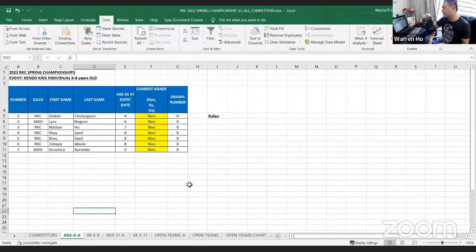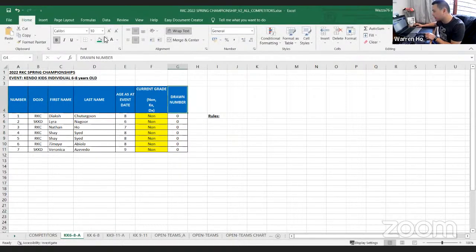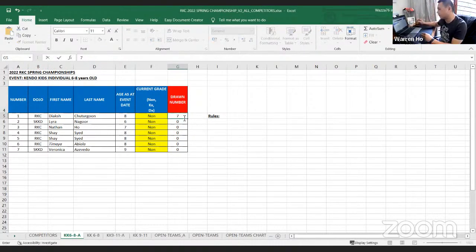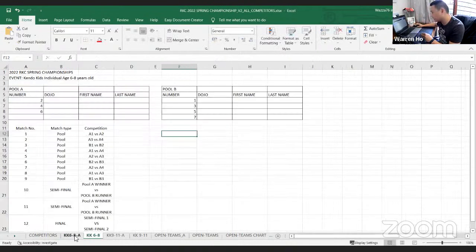So anyway, 7 numbers are in here. The first one is Diash from the RKC dojo. Ignore this number for now. This was just for counting purposes, but the number drawn is going to be here. Let me just highlight this in a different color. Let's make it red so it stands out. This is the number that he's going to be allocated to, and to which pool. It is number 7. So Diash will probably be in pool B, I'll fill this in later. So he'll have to do it 3 times.